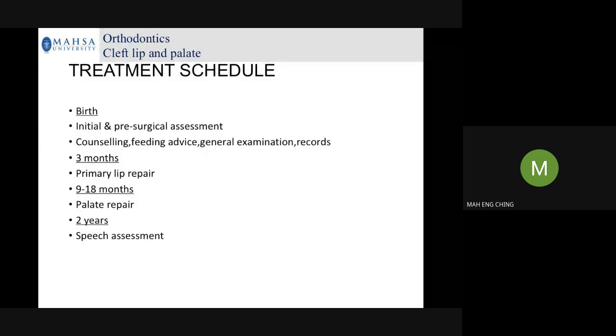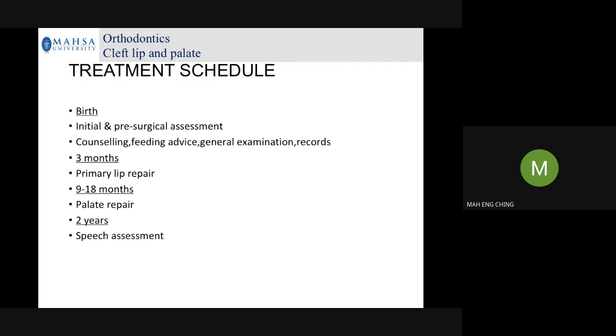So first, we have an initial and pre-surgical assessment. Then the counseling, counseling the parents and supporting them. Then give them feeding advice, and a special device to feed the kids to make sure they survive. Because in order to do the cleft lip and palate repair, the patient must have grown big enough. If it's a tiny little baby, they maybe cannot survive the surgery. So first, we must be able to feed them well and let them grow well before the surgery.